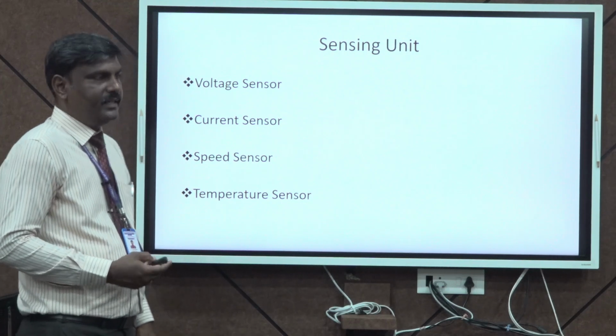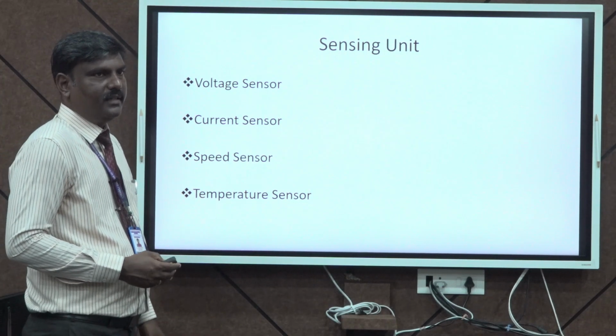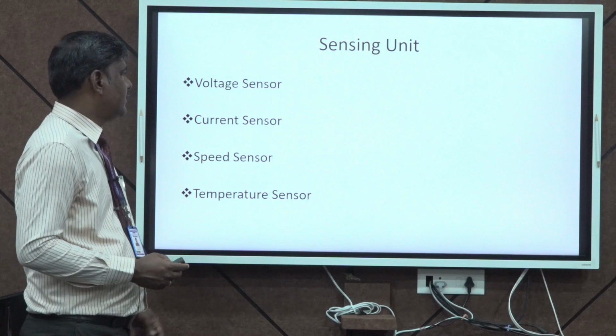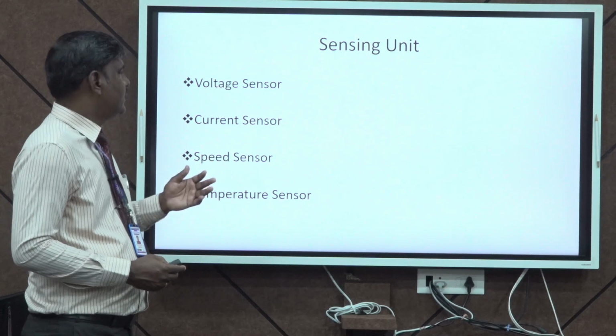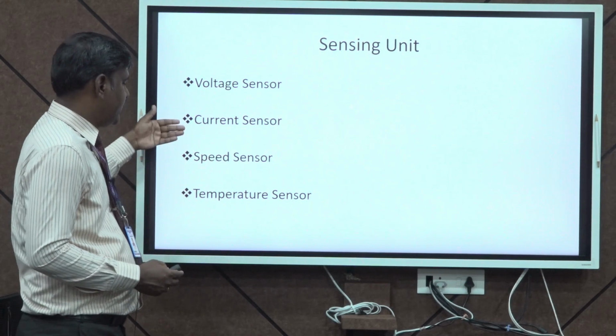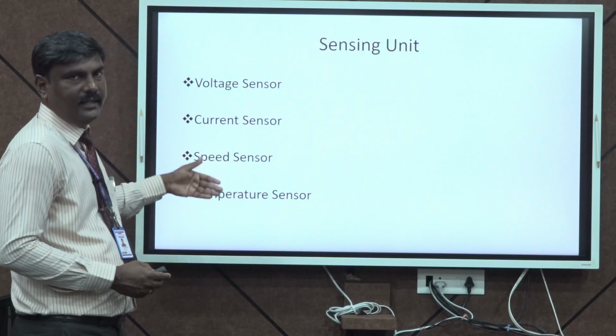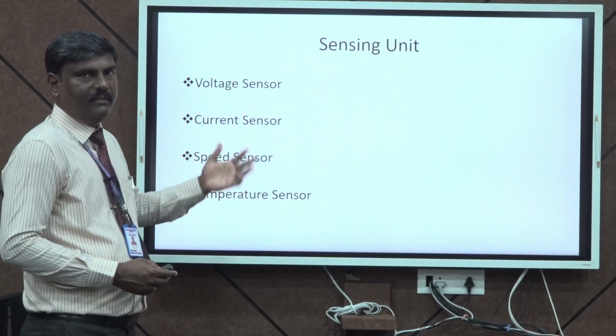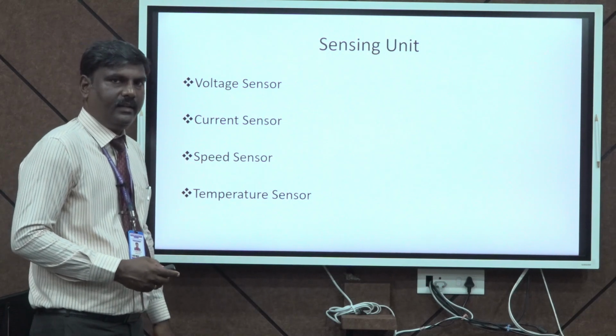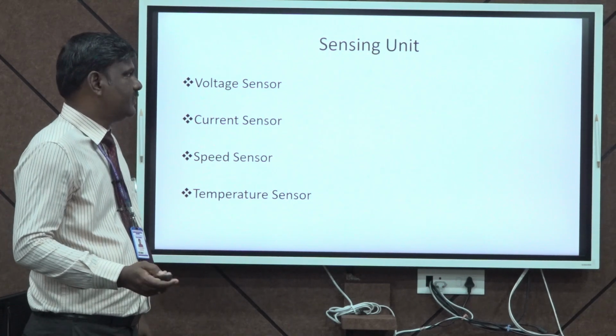Different sensors are used in an electric drive system. The main sensors are the voltage sensor, current sensor, speed sensor and temperature sensor. Apart from that, many other sensors are used in drive systems.